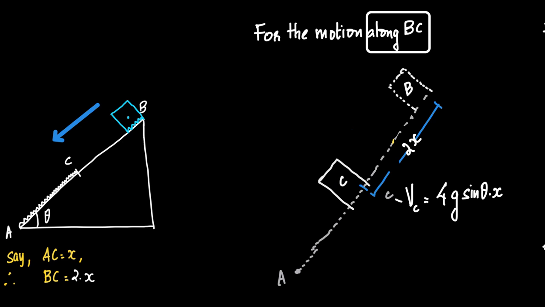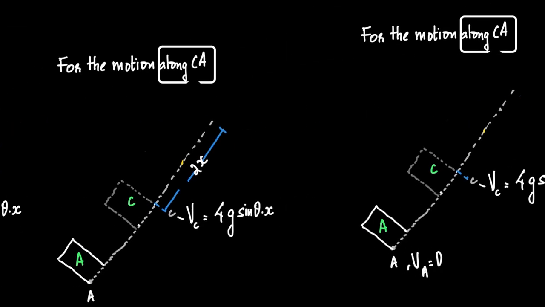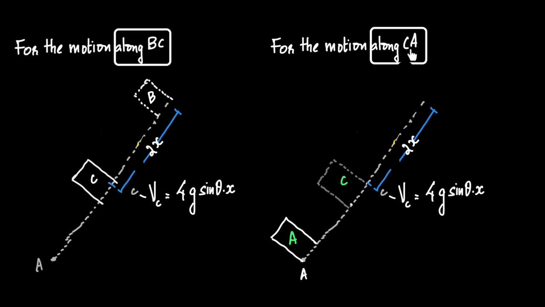So for the motion along BC, we have AC equal to x and BC equal to 2x. And when the body reached C from B, the velocity at C we just found out to be 4g sine theta x, right? Now we'll consider the next portion, which is motion along CA. So at C, the body has a velocity Vc of 4g sine theta x. Now the body will start moving from Vc and eventually come to VA, and it is given to us that this VA is equal to 0. So now we have a motion from C to A.